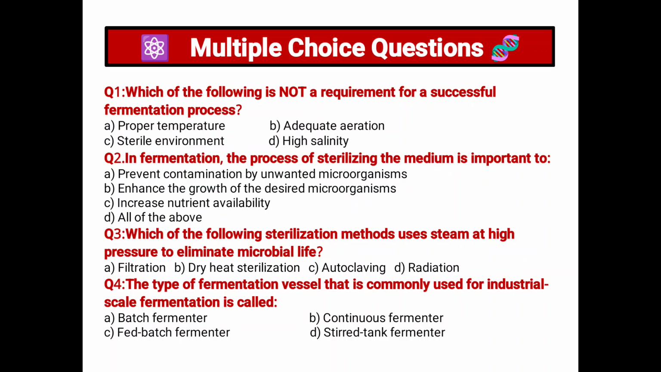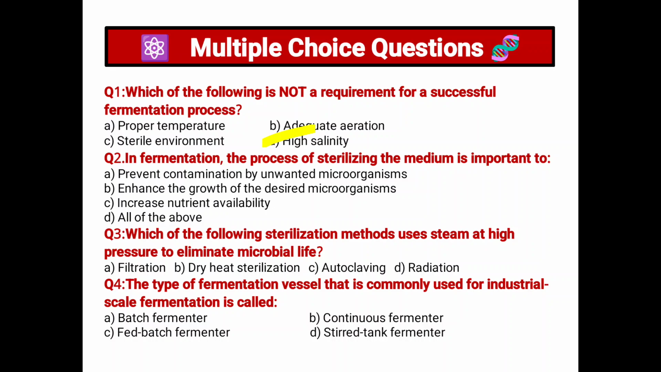Which of the following is not a requirement for successful fermentation process? A, proper temperature; B, adequate aeration, means air; C, sterile environment; and D, high salinity. So option D is the correct answer, because proper temperature is required, adequate air is required, sterile environment is also needed for being free from microorganism.